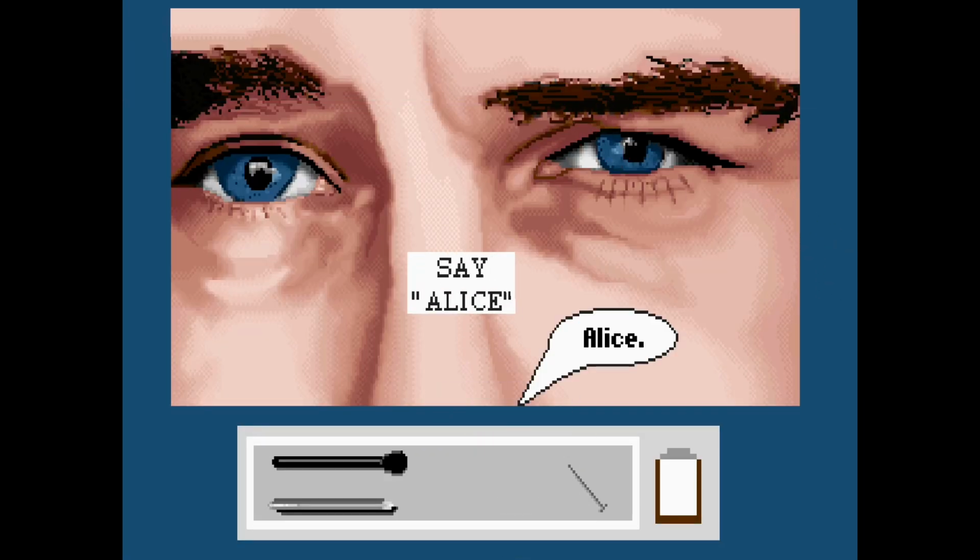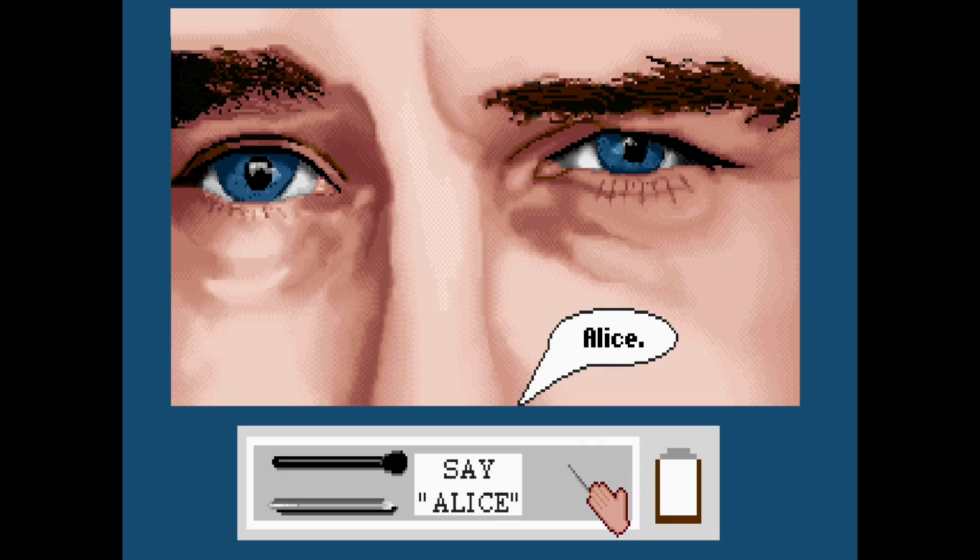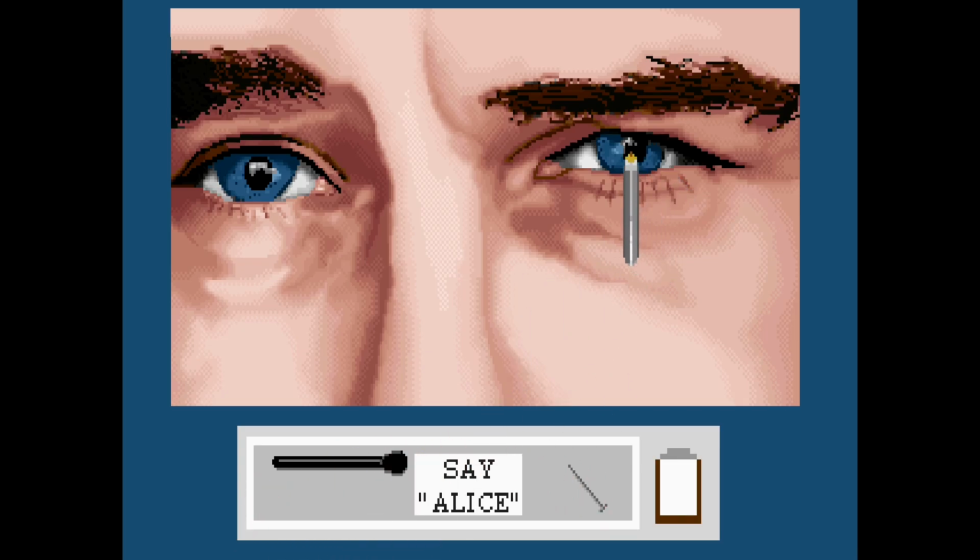Say Alice. Alice. Oh, we've got some speech. Alice. Now say it really quickly. Alice. Oh, I hope it didn't break the game. No. Now, we have the option to stick a pin in their eye, but I don't think that would be a good idea. Let's shine a light so the pupils dilate. Look at that. Yes, they do indeed.